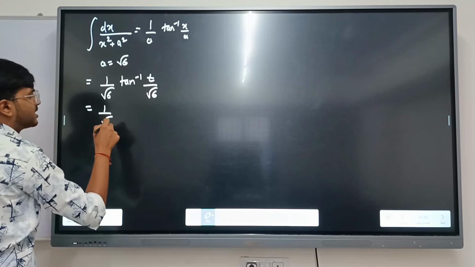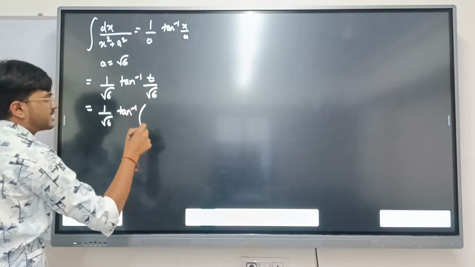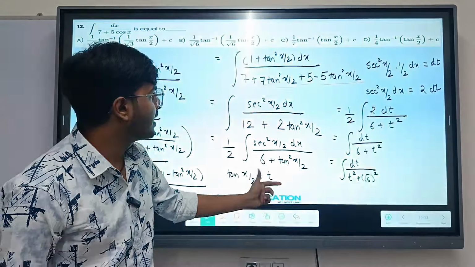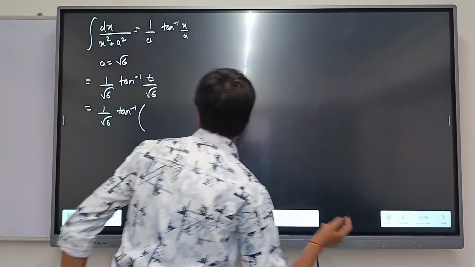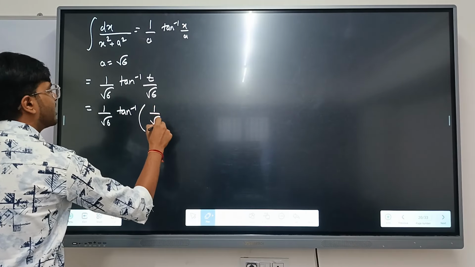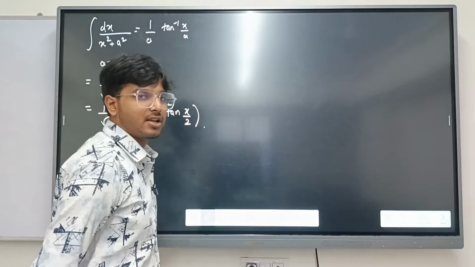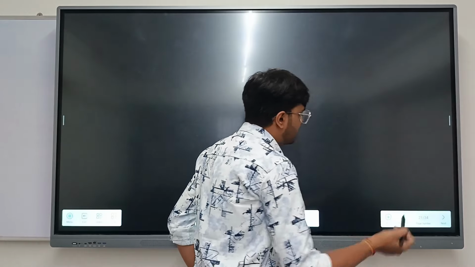So 1 by root 6 tan inverse of what is t here? What did we take as t? We took tan x by 2 as t. So 1 by root 6 tan inverse of 1 by root 6 tan of x by 2. This will be our solution. Let's move to the next question.